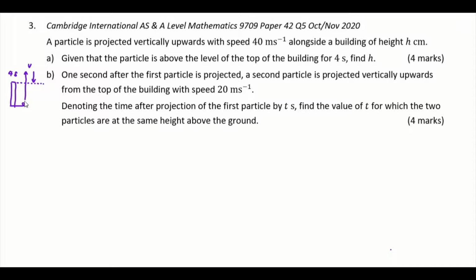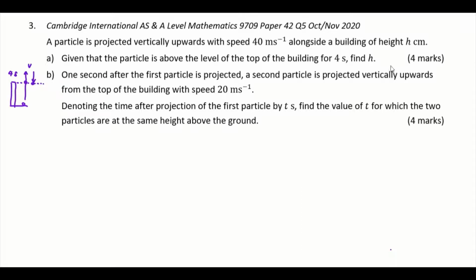So when I talk about going up and going down, if the whole thing takes 20 seconds, then going up spends 10 and going down spends 10. It's the same for all situations. So in this question, for these 4 seconds the particle is above the level, from here until here it takes 4 seconds. So from this point to this point is 2 seconds, and from this point to this point is another 2 seconds.